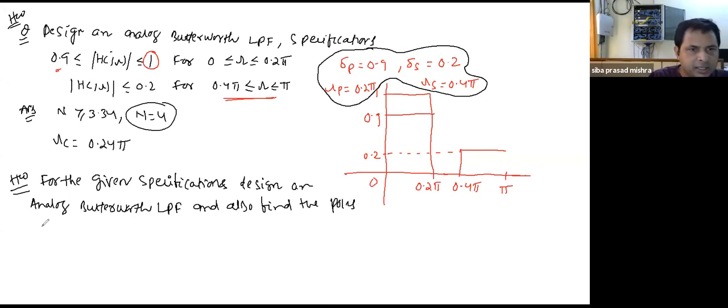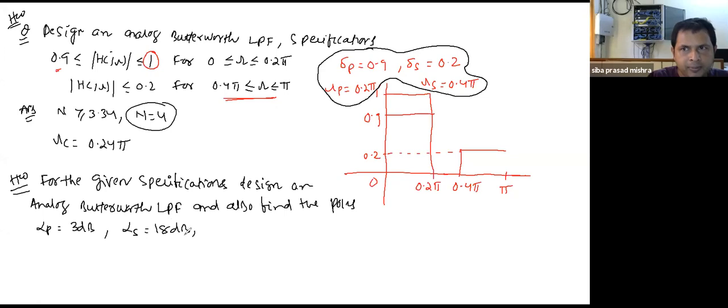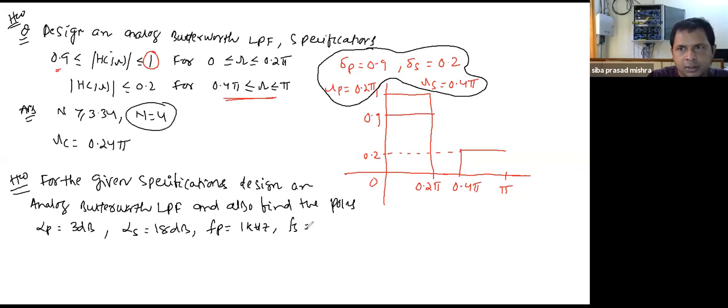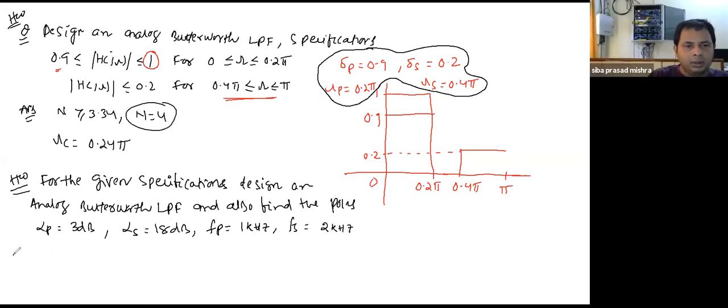And what is the specification given? Alpha p equals 3 dB, alpha s equals 18 dB, Fp equals 1 kilohertz, and Fs equals 2 kilohertz. Now simple, you do it by yourself.